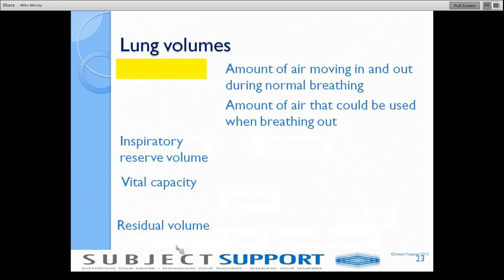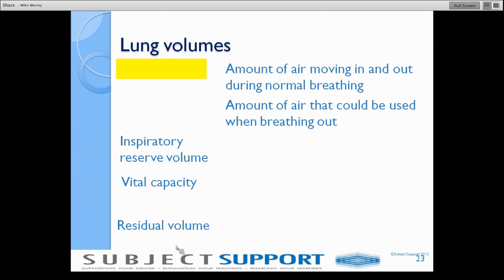Okay, lung volumes. There are 5 lung volumes you really need to know. And on the screen you can see that the left-hand side has 3 lung volumes named: the inspiratory reserve, the vital capacity and residual volume. On the right-hand side it gives a definition of the 2 that are missing. So what I want you to do in the next minute as revision is to identify that top definition.